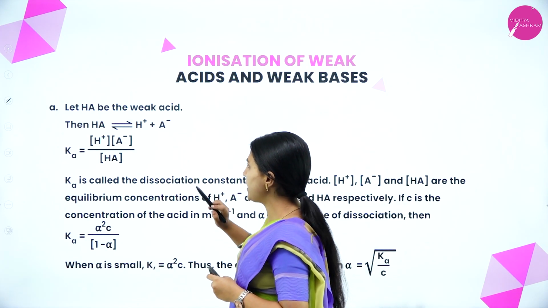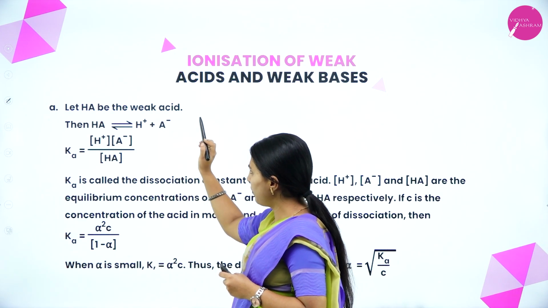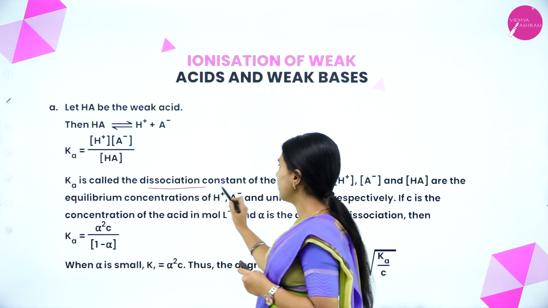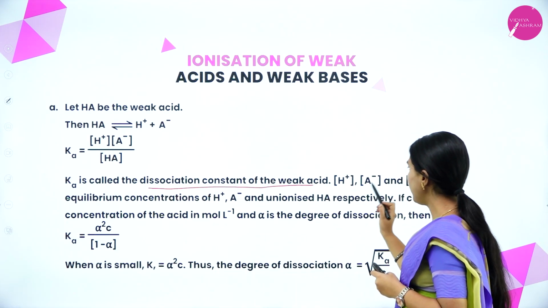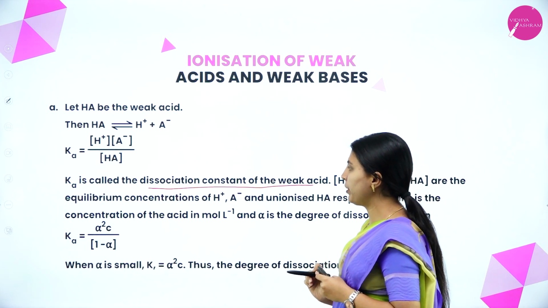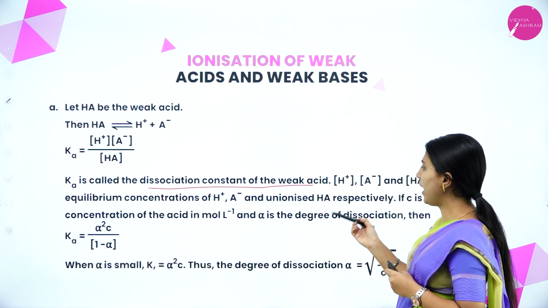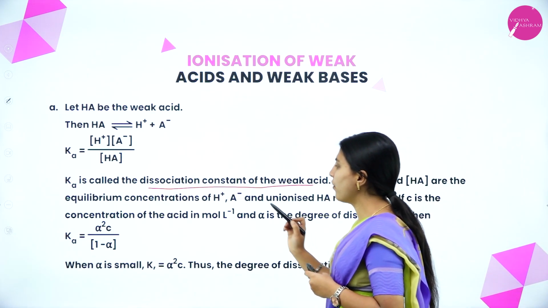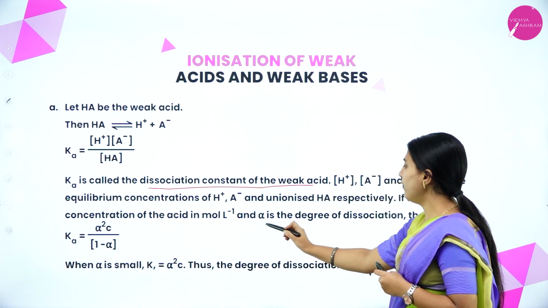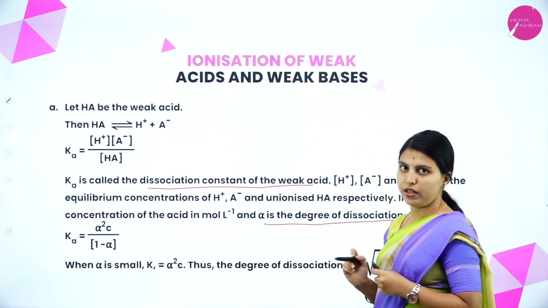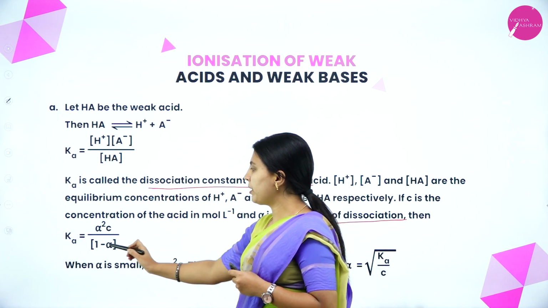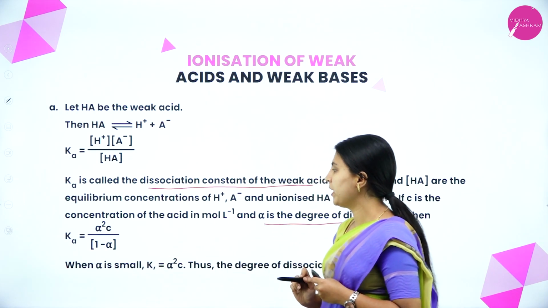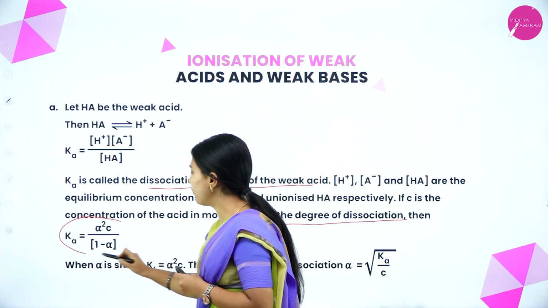Let HA be the weak acid. HA equilibrium H plus A minus, product by reactant. Ka is called the dissociation constant of the weak acid. H plus, A minus and HA are the equilibrium concentrations of H plus, A minus and unionized HA respectively. If C is the concentration of acid in mole per liter, then alpha is the degree of dissociation. For weak acids and weak bases, Ka equals alpha square C by 1 minus alpha. This is the formula you have to know.